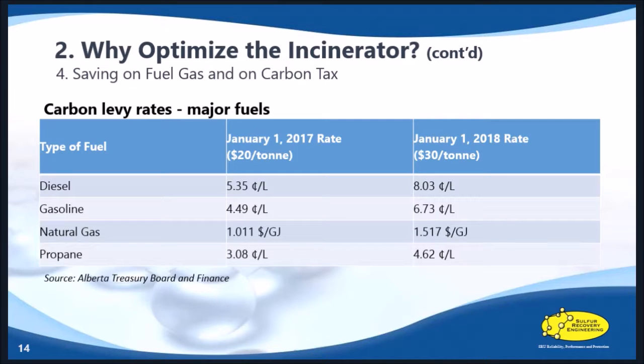In Alberta, starting January 1st, 2017, the carbon levy will be applied to fuel at a rate of $20 per ton. One year later, the levy will be increased to $30 per ton. The carbon levy will include the price of all fuels that emit greenhouse gases when combusted. In our case, it's natural gas.